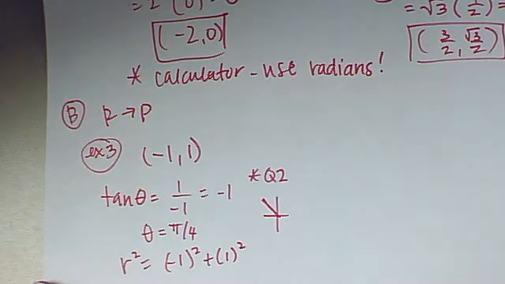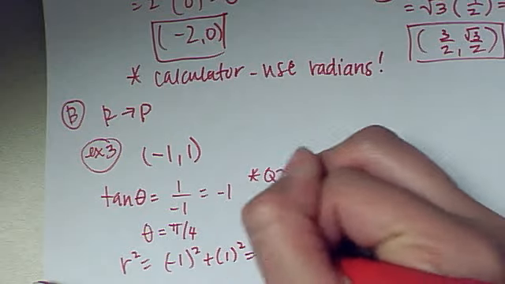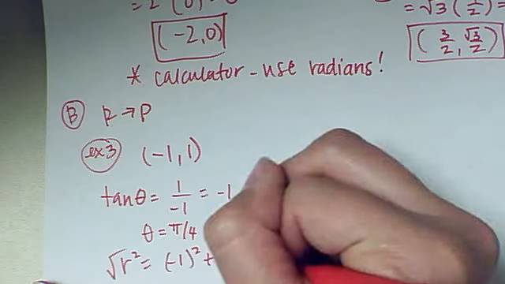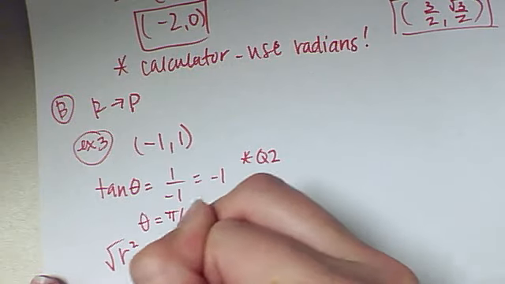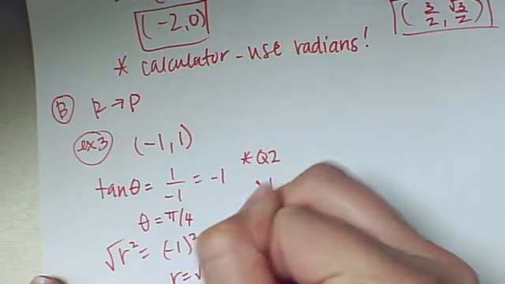To find my r, I'm going to do r squared equals x squared plus y squared. Remember, when you're doing that in your calculator, if you have a negative and you're squaring, it's always going to be a positive. Don't let that trick you. So that's 1 plus 1, which is 2. To get r by itself, I'm going to take the square root of both sides, and r is the square root of 2, so my coordinates are (root 2, 3 pi over 4).